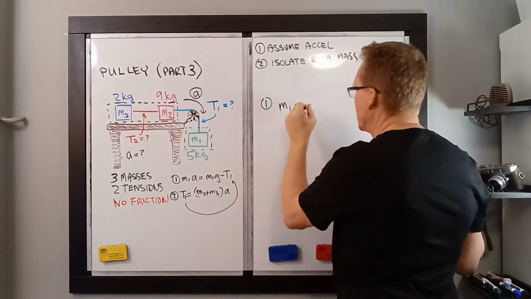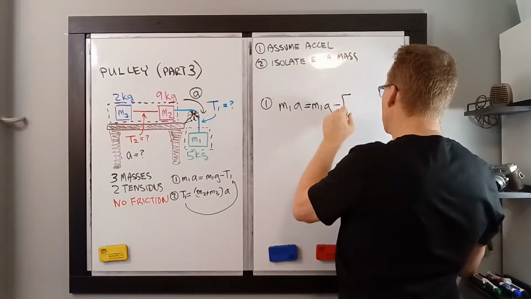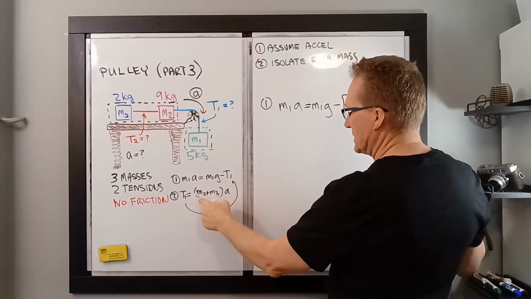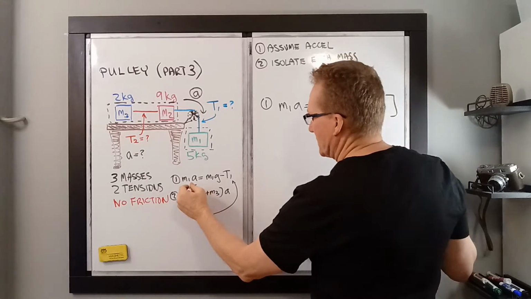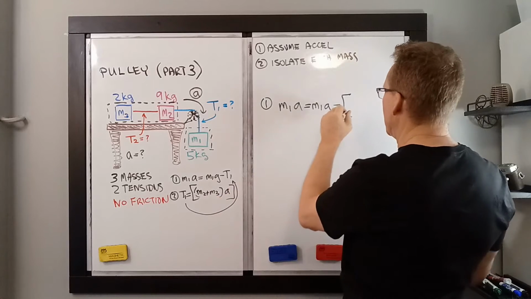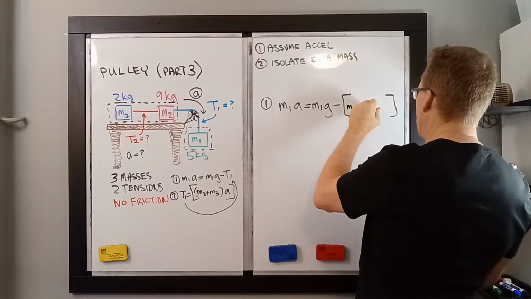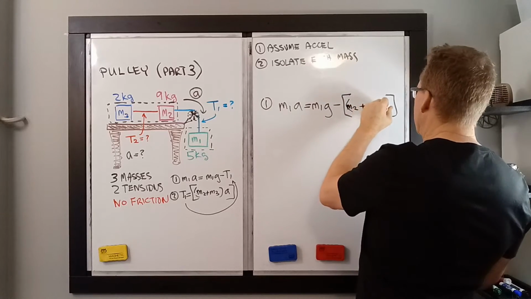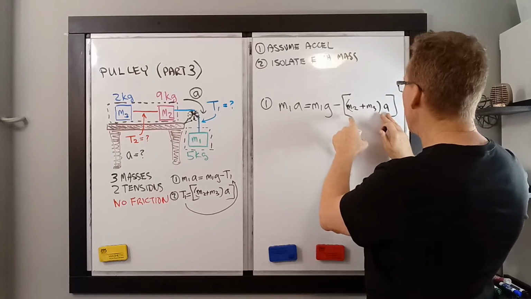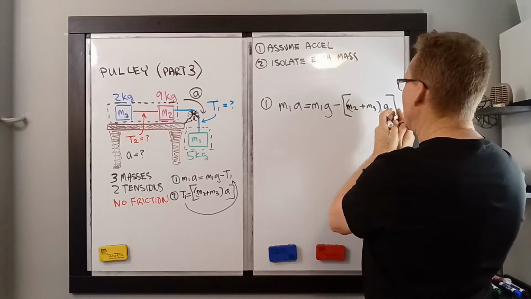m1a is equal to m1g minus T1. T1 is all of this. So I'm going to write all of this in the brackets here. Then I put these big square brackets around here. T1 is all of this, so I'm going to write this in here. It's going to be (m2 + m3) times the acceleration. I have some things in brackets here with a minus sign. I really want everything with the acceleration on that side and everything without the acceleration on this side.